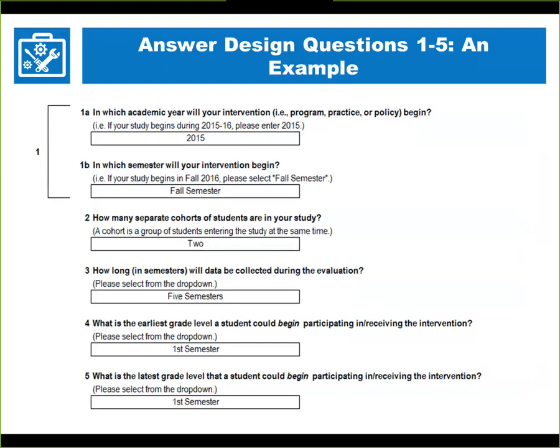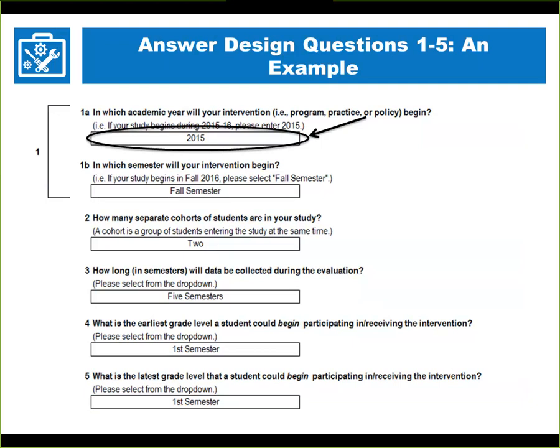So the first question asks, in which academic year will your intervention, program, practice, or policy begin? We begin by entering 2015 for our example. You can just type that into the cell, and then from this point forward, all the other questions are completed using a drop-down menu. I won't be illustrating how the drop-down menu is used in the presentation, but you can experiment with the tool on your own, and you can also provide different responses to questions and examine the differences in the matrices that are generated.